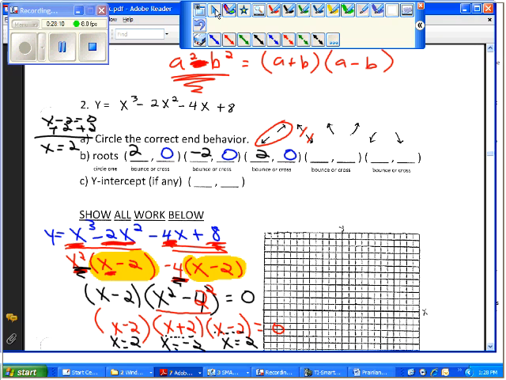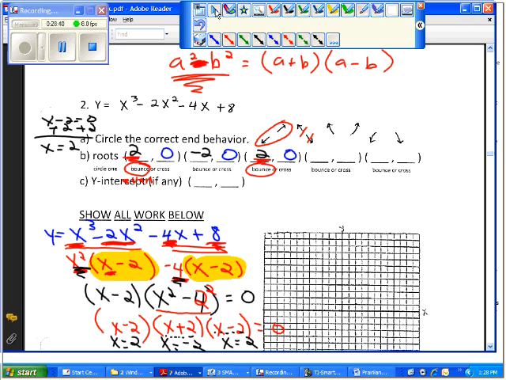Everybody understand how we found the three roots? We did a factoring by grouping, and then we recognized the difference between two squares. Now, the root 2 appears how many times? 2 times. Is that an odd or even number? It's an even number. That means that it bounces at 2 because that root appeared an even number of times.